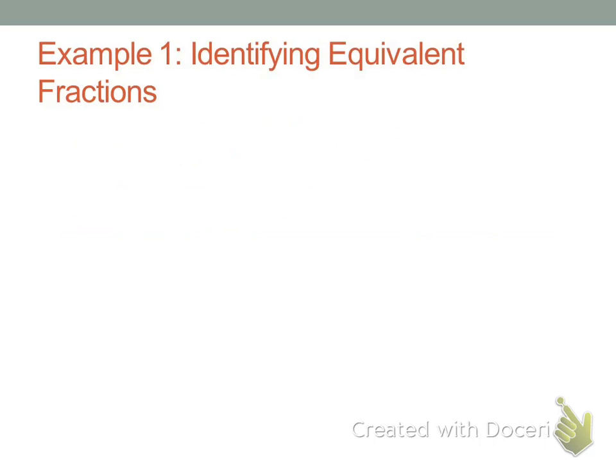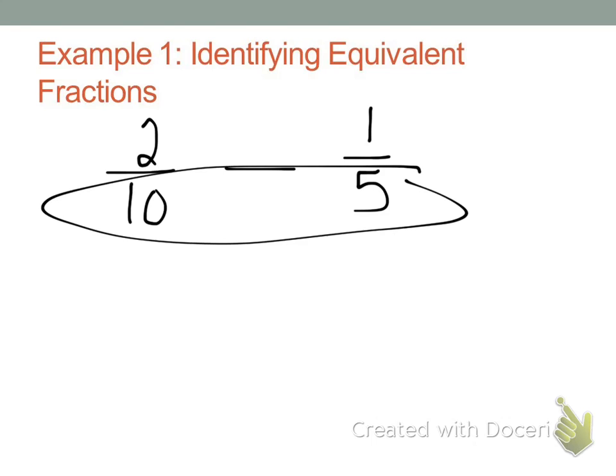In example 1, it gives me the number of goldfish to the number of fish. Okay, so I'm comparing 2/10 because 2 out of 10 fish in the tank are goldfish. And then the number of groups of 2 goldfish, which is 1/5. Well, as it is right now, I can't necessarily compare them because my denominators are different. One is 10 and one is 5.